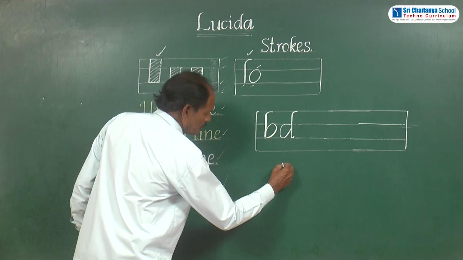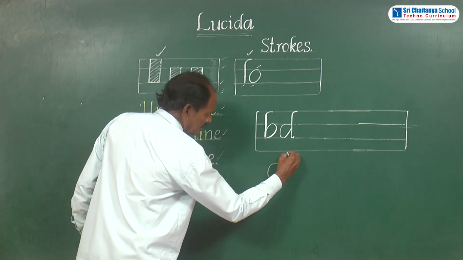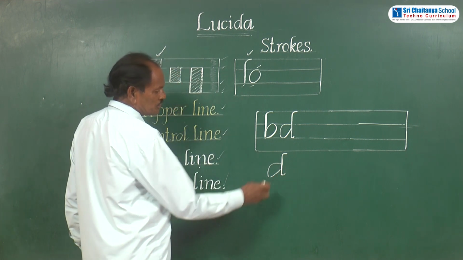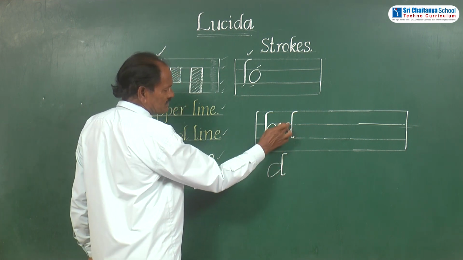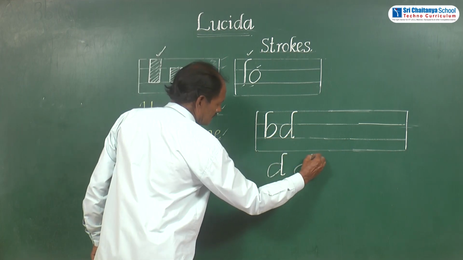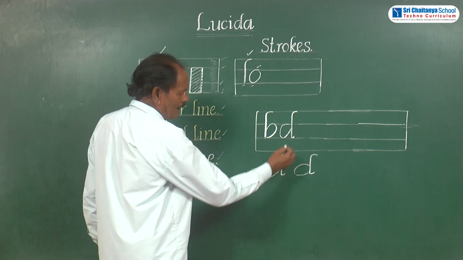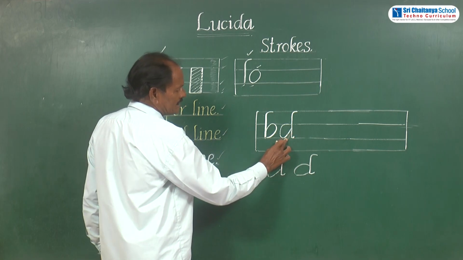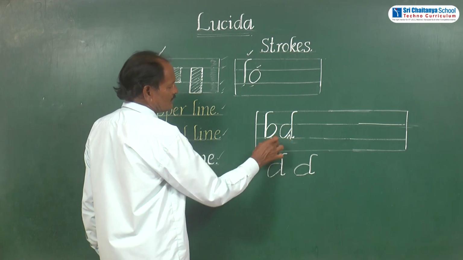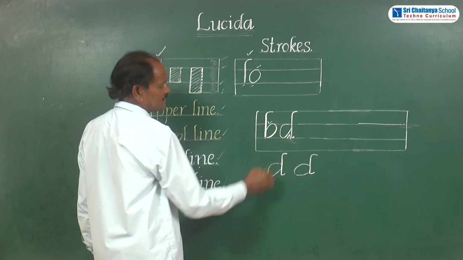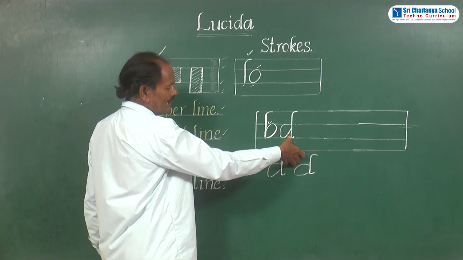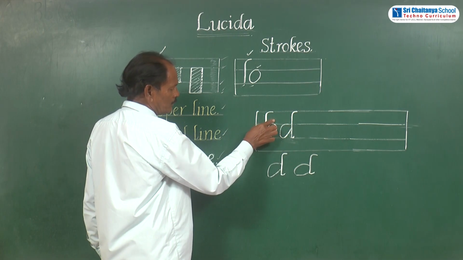After writing this oval shape, the upper zone stroke should touch the two edges of this oval shape. We should not write like this. We have to maintain a gap at the bottom for the letter D, just as we have maintained for B at the top. The same gap should be maintained while writing D at the bottom.